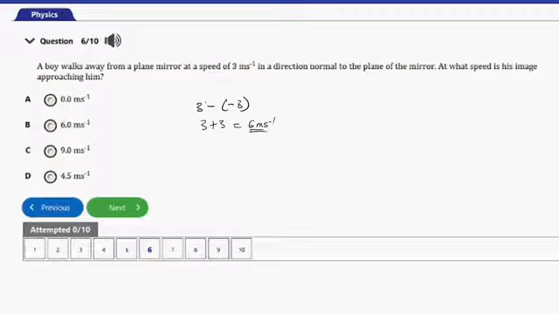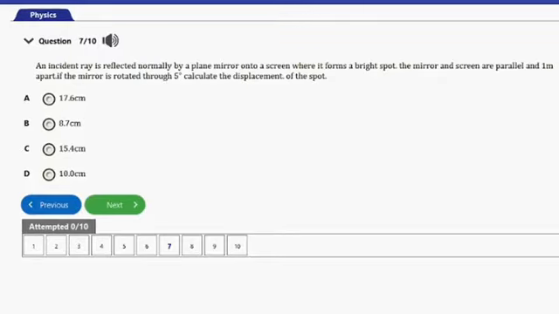Let's go ahead and consider the next question, guys. The next question we have here is question number 7. It says, an incident ray is reflected normally by a plane mirror into a screen where it forms a bright spot.